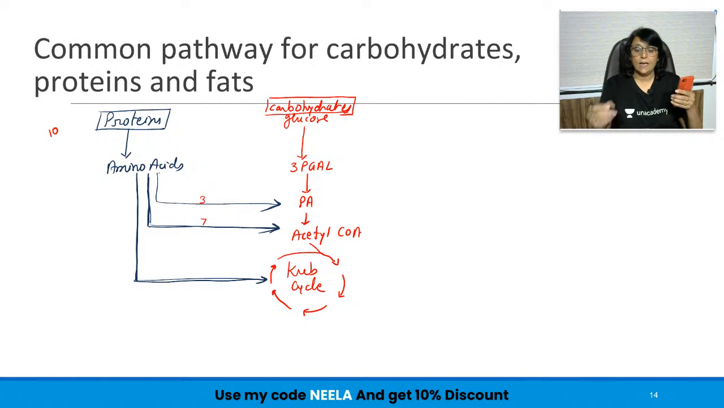That means glucose to PGAL to pyruvic acid to acetyl to Krebs cycle. It's a common pathway. Carbohydrates also go through this pathway, and protein, if broken down, will also go through the same pathway. Is it clear? Is this clear? For protein. If yes, then we will take up fat. If fat is broken down, then what happens?